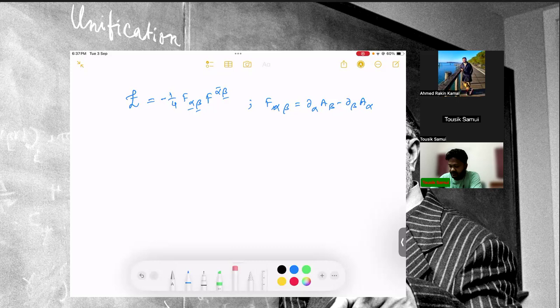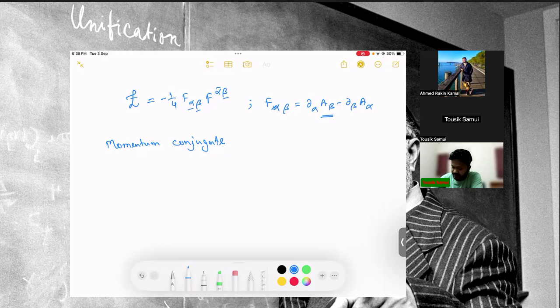Okay, so with this, first we will try to quantize this. The first step, that we know for the quantization, is that we need to find the conjugate momentum for the field A mu, or A beta here. So let us try to find the momentum conjugate, and the next step would be to promote the field and their momentum fields to operators, with appropriate commutation relations.